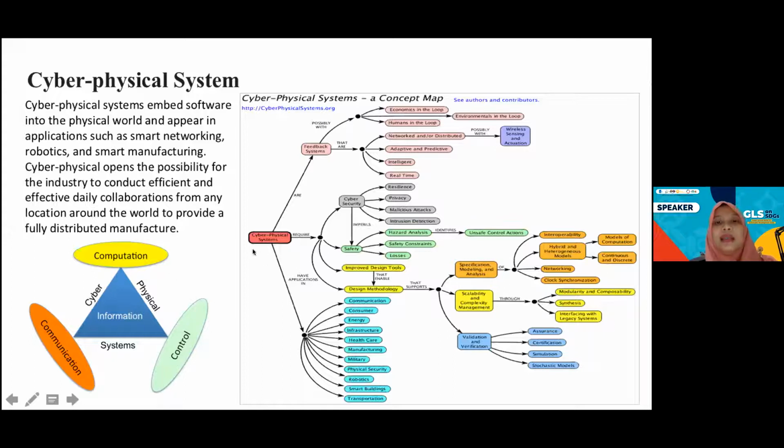And then AI can be implemented in cyber physical systems by computing how the smart networking works, the health of the networking, and then we can also make some algorithms to make this cyber physical system safe. So that's how AI is implemented in cyber physical systems.